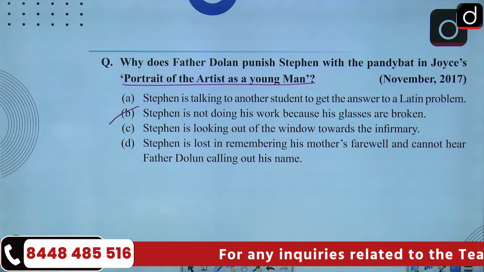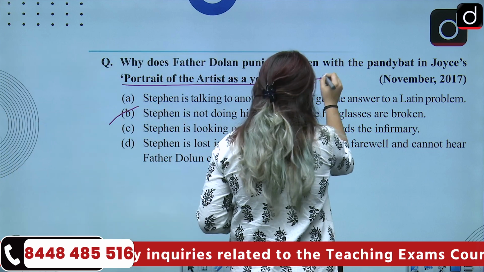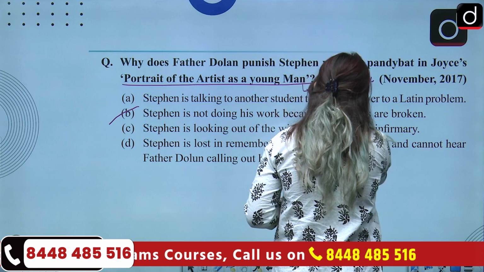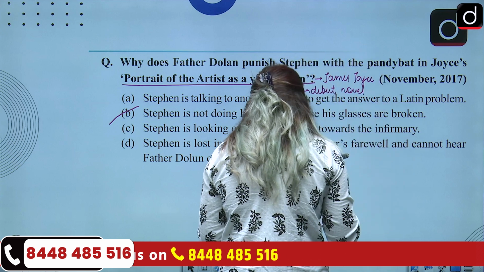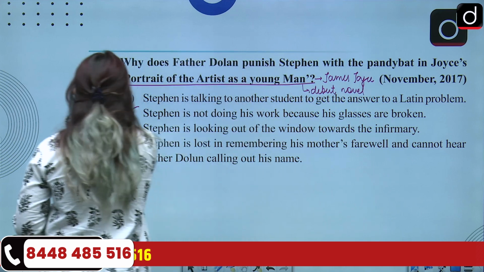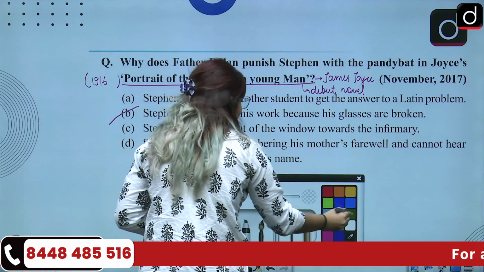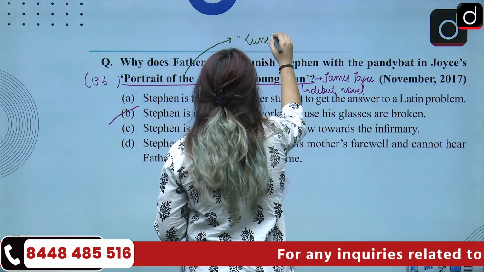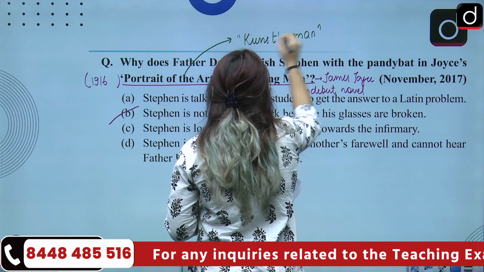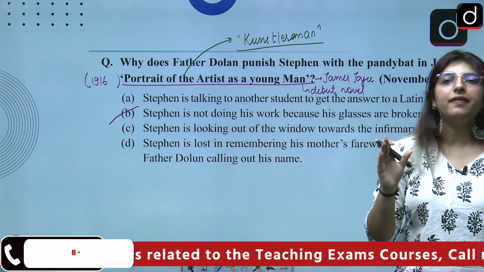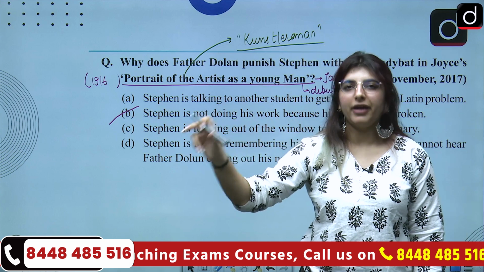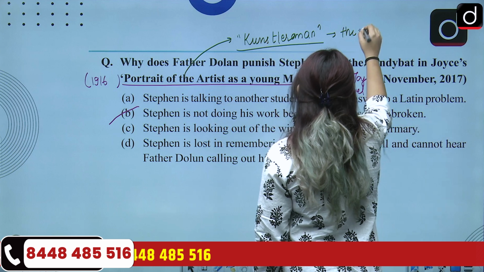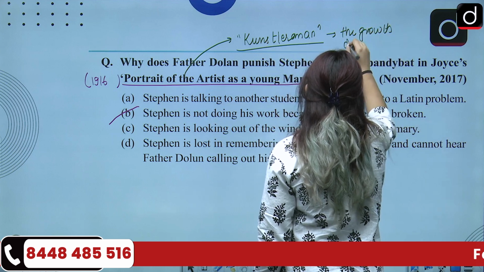This is the debut novel of our modern writer James Joyce, and it was published in the year 1916. It is famously known as a genre called Künstlerroman. What do we mean by that? Just as Bildungsroman is associated with the coming of age of a particular character, Künstlerroman is the growth of an artist, the coming of age of an artist.